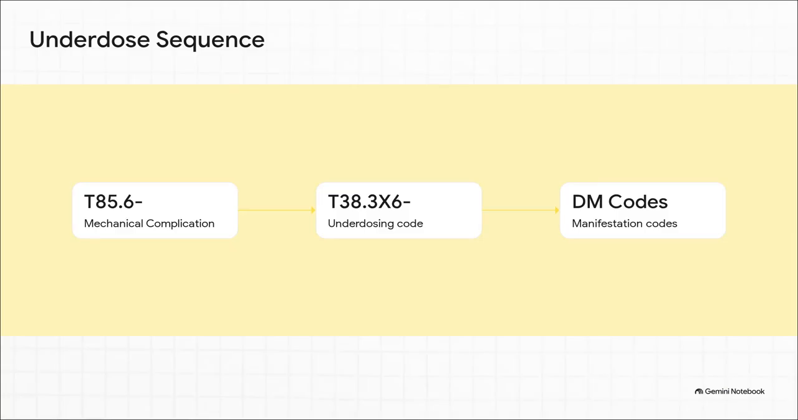For an underdose caused by a pump failure, you've got a really strict 3-step sequence. Step 1, your principal, first listed code must be the mechanical complication, which is T85.6-. Step 2, you immediately follow that up with the underdosing code T38.3X6-, which specifies the drug issue. Finally, Step 3, you add your diabetes manifestation codes and any associated complications. It perfectly mirrors real life, right? The machine broke, which caused the dosing issue, which then impacted the patient's diabetes.